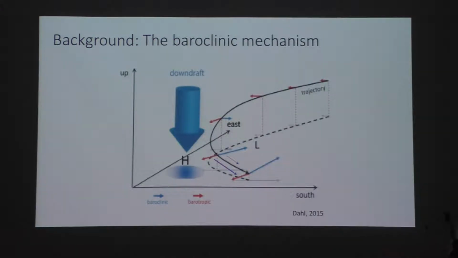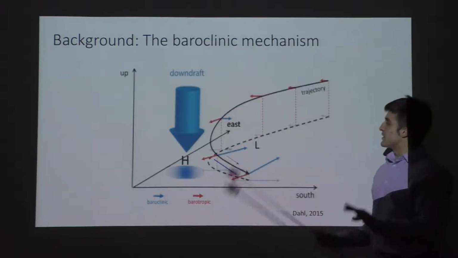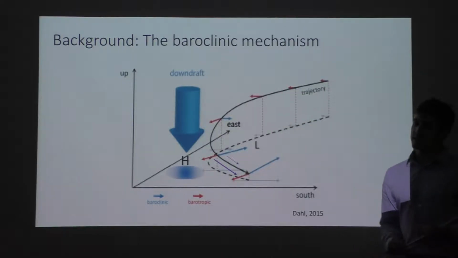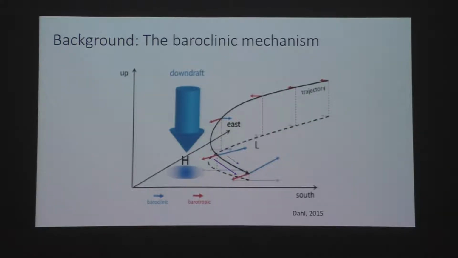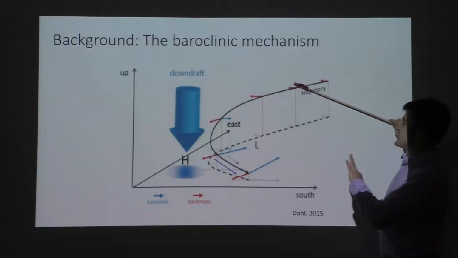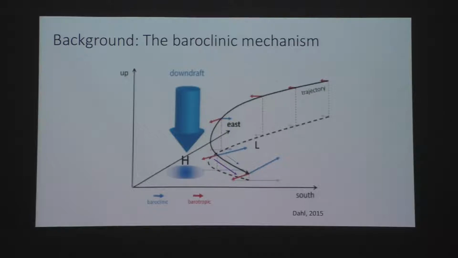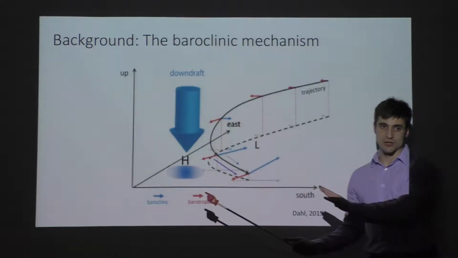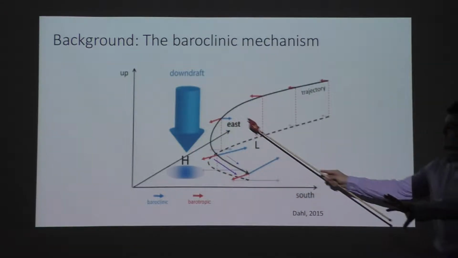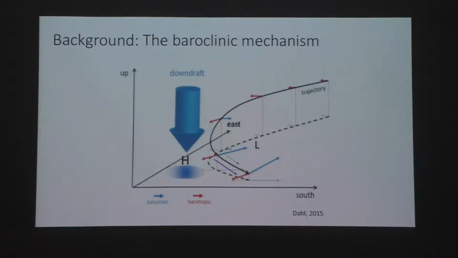So the baroclinic mechanism has become the dominant way in which we think that vertical vorticity near the ground is generated. Such a mechanism can occur along a flow trajectory that descends through the periphery of a downdraft. The red vectors here are the barotropic vorticity vectors, and the blue are the baroclinic vorticity vectors. As the flow trajectory descends, the barotropic vorticity vector tilts with the flow. But through continued baroclinic production along the trajectory, the baroclinic vorticity vector becomes elevated with respect to the trajectory.